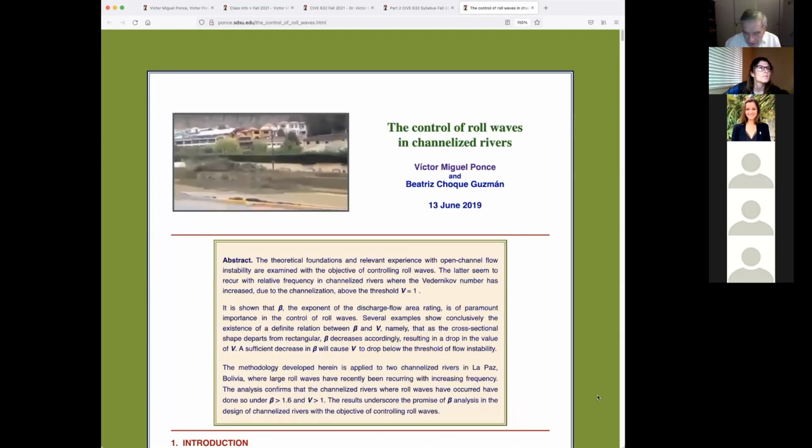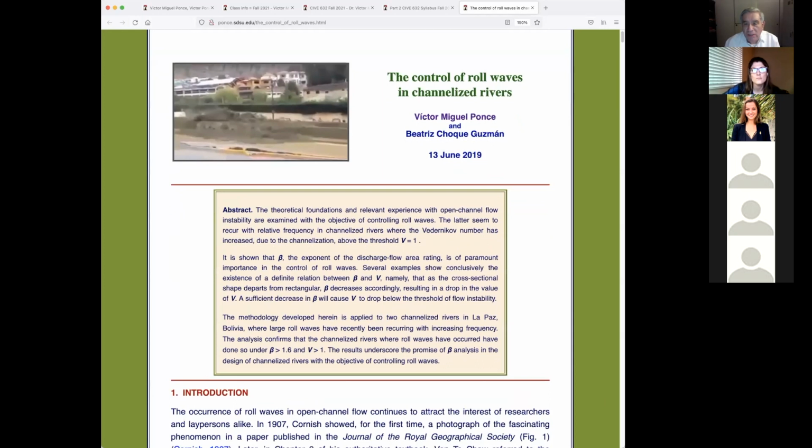Okay, so let me get started here with the first report, which is called the control of roll waves in channelized rivers. As you know, even Montuori, who wrote the paper that we briefly looked at last class, was talking about controlling the roll waves. The control of roll waves, based on what we know from the experiences in La Paz, is absolutely necessary.